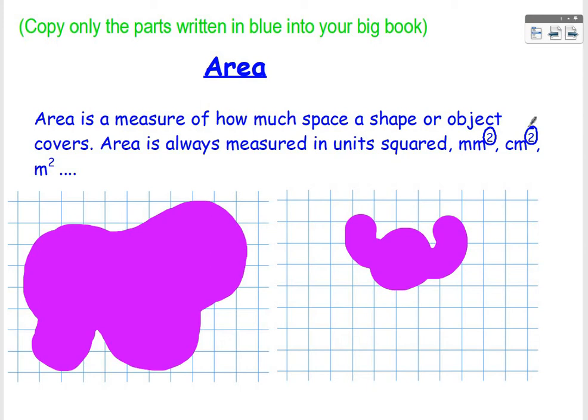So there's 2 shapes or objects on the board, number 1 and number 2. So area is a measure of space inside the shape. So you can see, looking at those 2 shapes, shape 1 or object 1 has a much greater area than object 2 because it covers a greater part of the board.